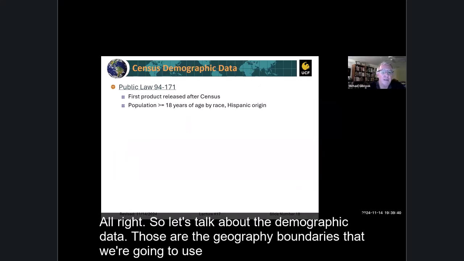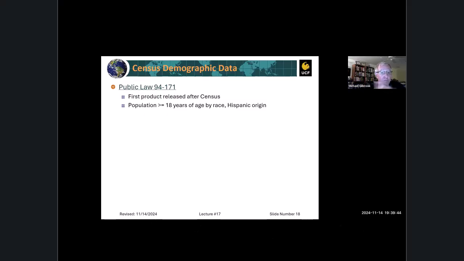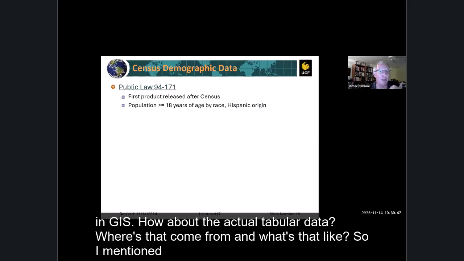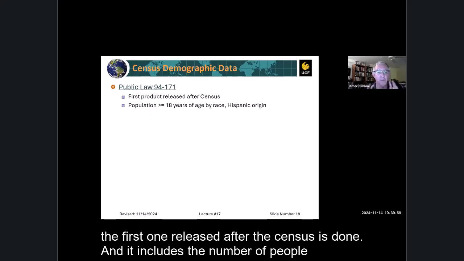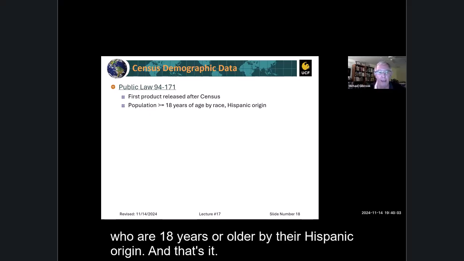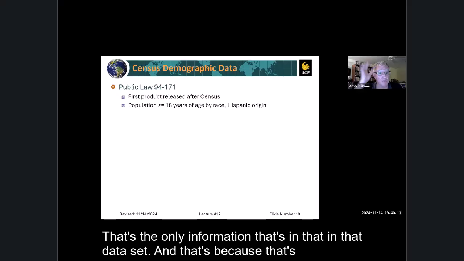All right, so let's talk about the demographic data. Those are the geography boundaries that we're going to use in GIS. How about the actual tabular data? Where does that come from, and what's that like? So I mentioned this earlier, this Public Law 94-171. That data set is always the first one released after the census is done, and it includes the number of people who are 18 years or older by their Hispanic origin. And that's it. That's the only information that's in that data set.